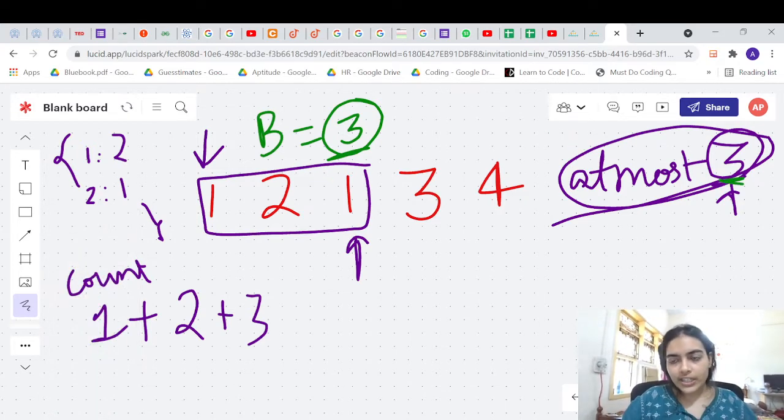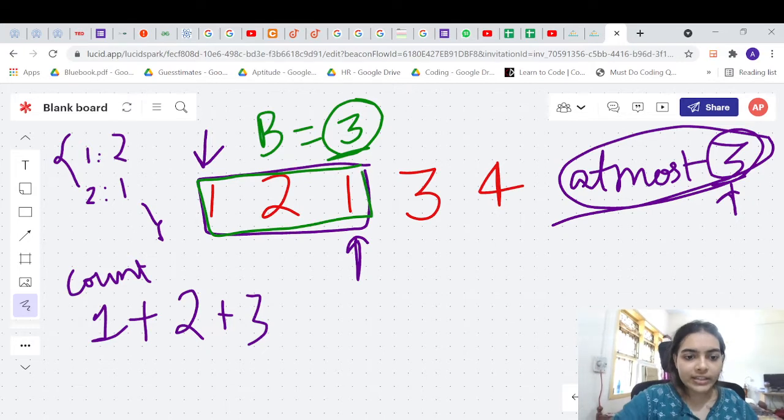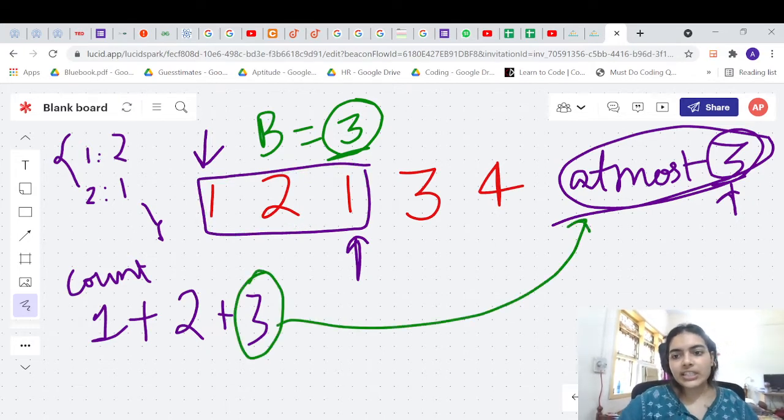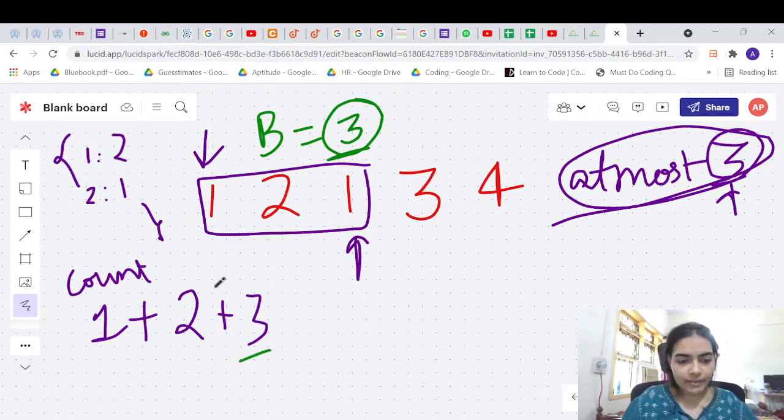We are not yet crossing this threshold, right? All the subarrays here ending at 1. So this subarray and this subarray, all the 3 subarrays are satisfying the condition for having at most 3 distinct integers, right? They are not crossing the threshold. So we can take all the 3 new subarrays. So we have added 3.